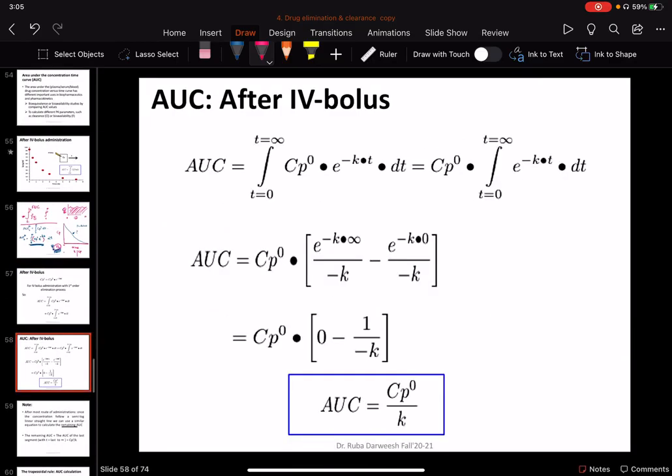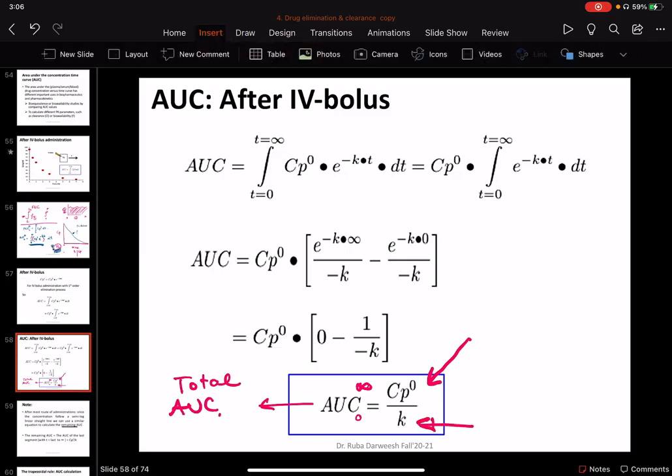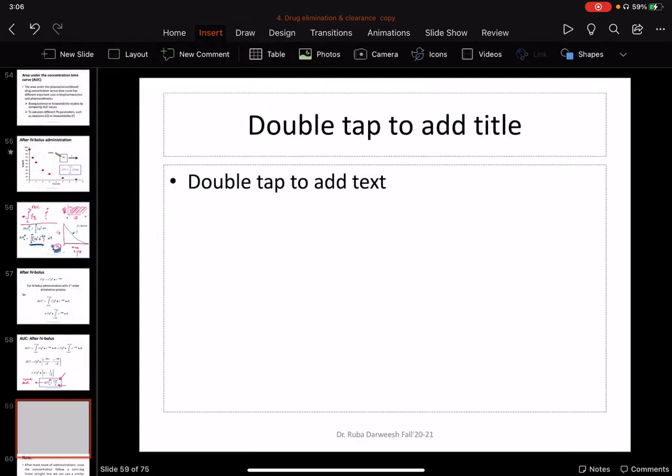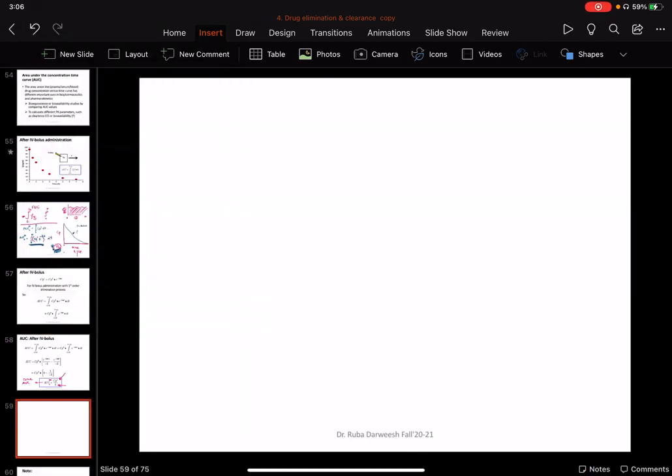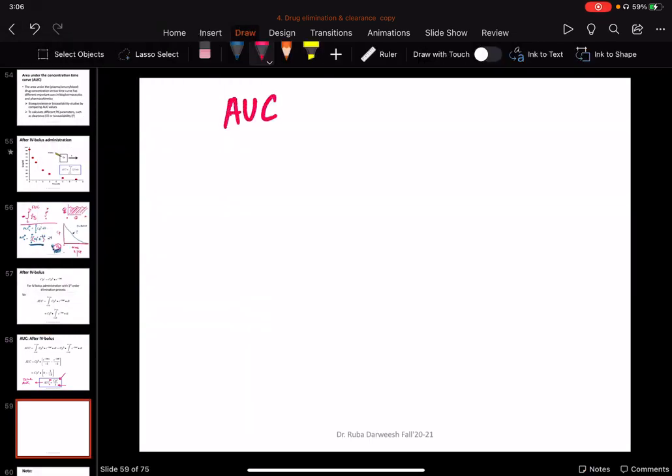And when you do the integration, you find that 0 to infinity, or total area under the curve, because it's from 0 until infinity, would be the initial concentration over the elimination rate constant. So again, using the math integration, this would be CB naught over K.